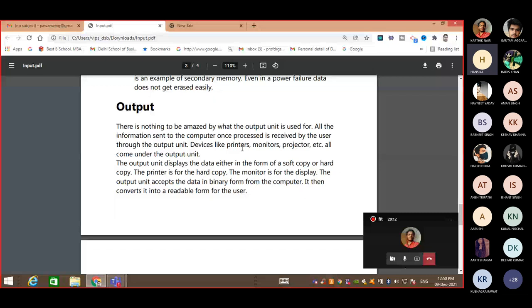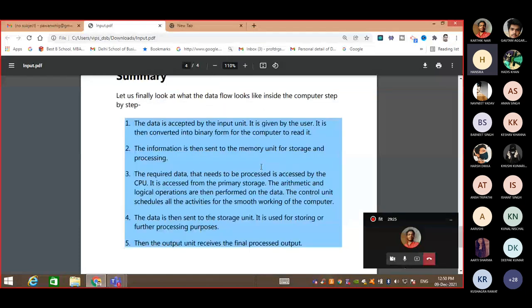In the summary, let's quickly read all the points. The data is accepted by the input unit. It is given by the user, and it is then converted into binary form for the computer to read it. Whatever you input, like if you are typing an application, so you write to the principal. That data is given to the computer in binary form, which is done by the input devices, by the input unit.